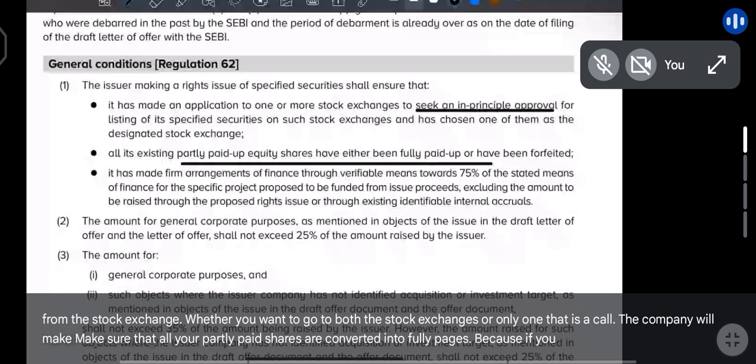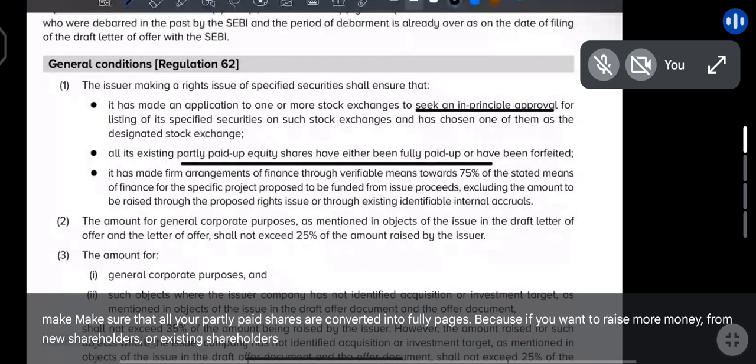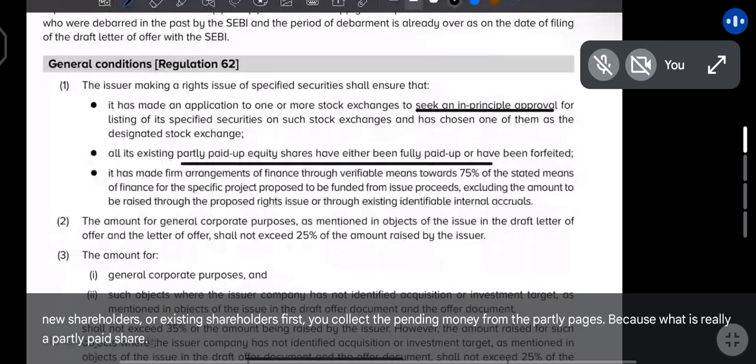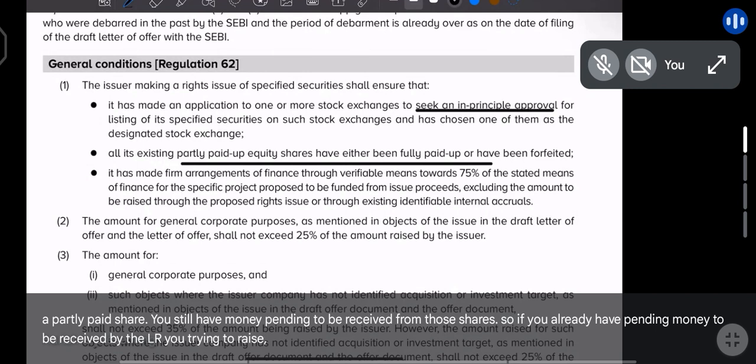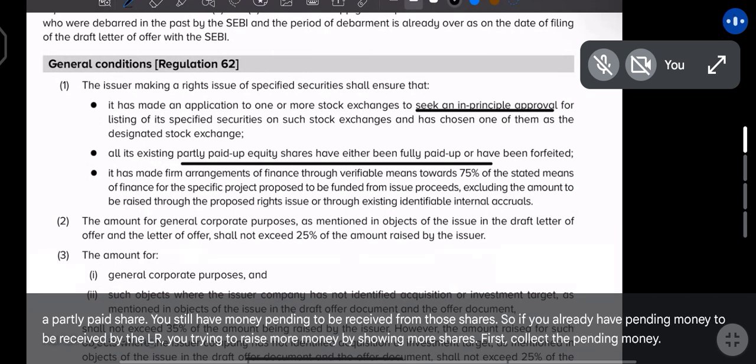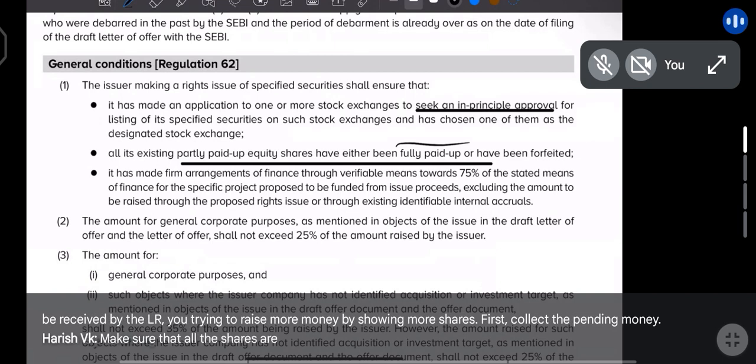Make sure that all your partly paid shares are converted into fully paid shares. Because if you want to raise more money from new shareholders or existing shareholders, first you collect the pending money from the partly paid shares. Because what is really a partly paid share? You still have money pending to be received from those shares. So if you already have pending money to be received, why the hell are you trying to raise more money by issuing more shares? First, collect the pending money. Make sure that all the shares are fully paid up.